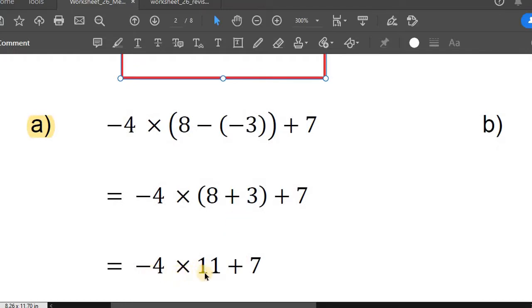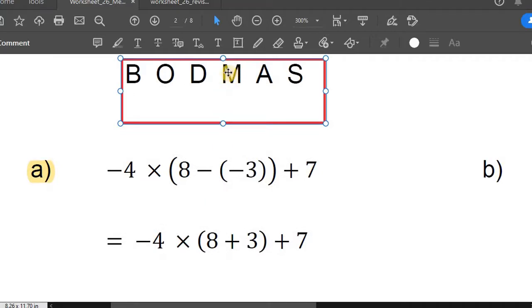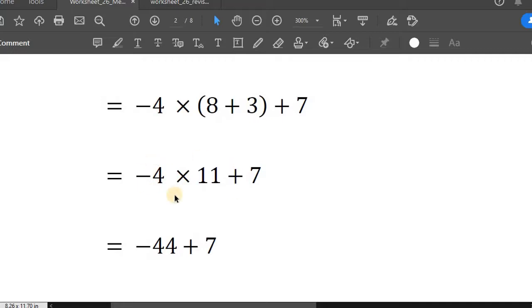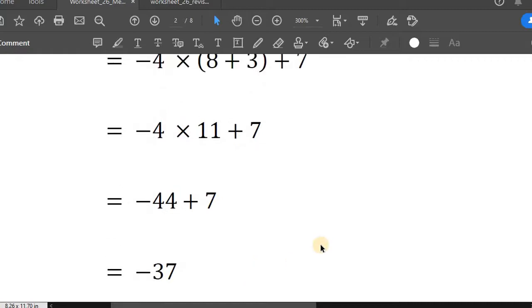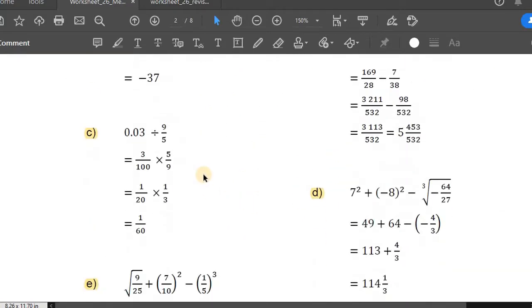Then we are left with minus 4 times 11 plus 7. Now, should we do our multiplication or our addition first? Let's see what BODMAS says. It says do the multiplication first and then the addition. So we're going to do the multiplication first. Minus 4 times 11, I hope you can see that, is minus 44. And then we add the 7, final answer. Finished off, right?